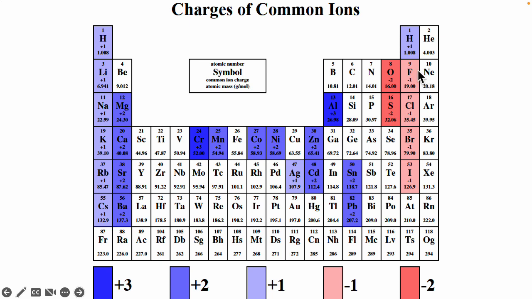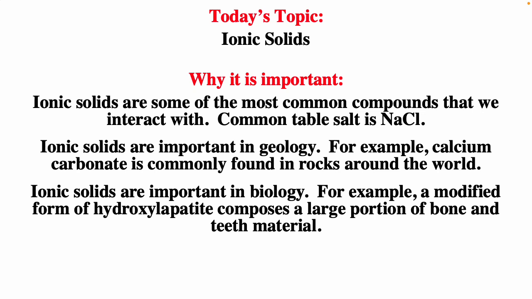And so the halogens, if they gain one electron, they get noble gas configuration, so they tend to form -1 ions. Oxygen, sulfur, if they gain 2, they get noble gas configuration, and so they tend to form -2 ions. The alkali metals, if they lose 1 electron, they get noble gas configuration, so they tend to form +1 ions. And the alkaline earths, if they lose 2, they get noble gas configuration, and so they tend to form +2 ions. And so today I thought we'd talk about ionic solids.